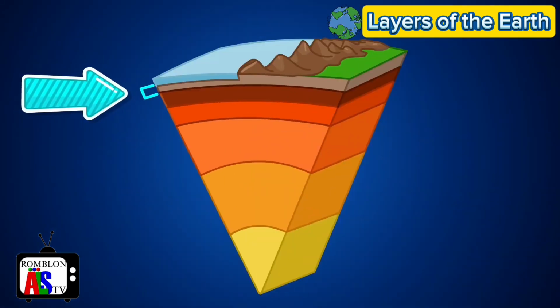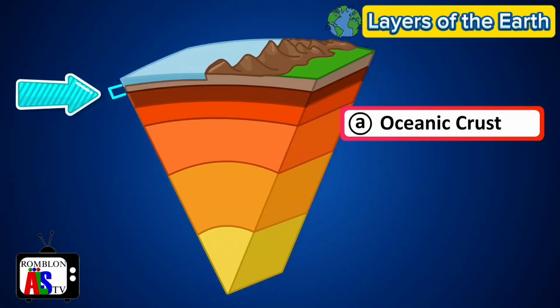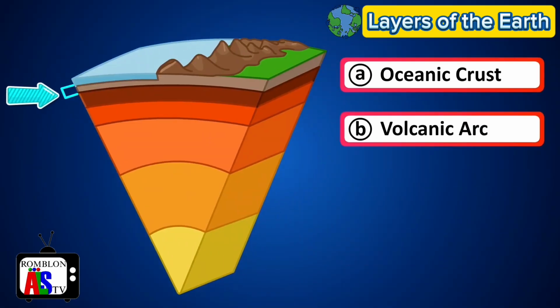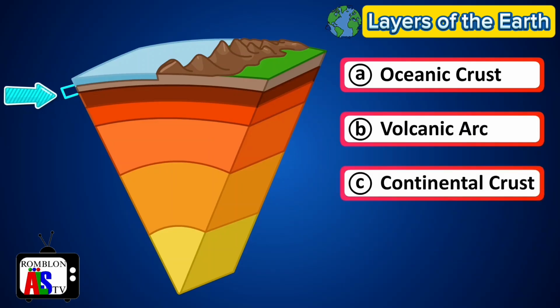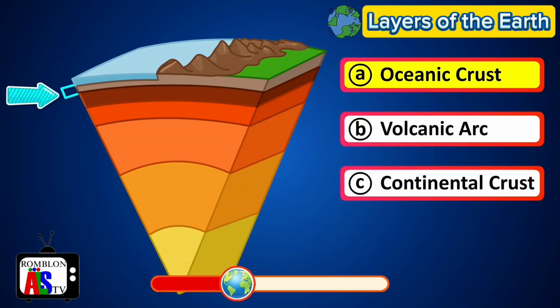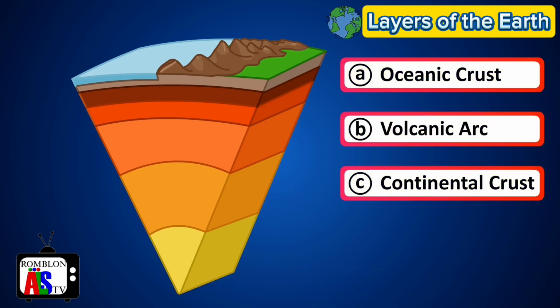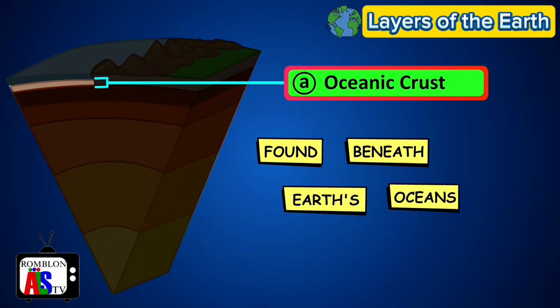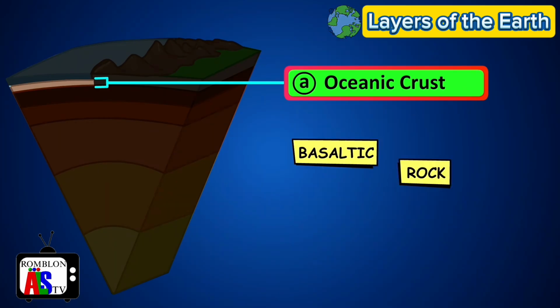Can you identify this layer of the crust? Is it A. Oceanic crust, B. Volcanic arc, or C. Continental crust? The correct answer is oceanic crust, found beneath the Earth's ocean, primarily composed of basaltic rock.